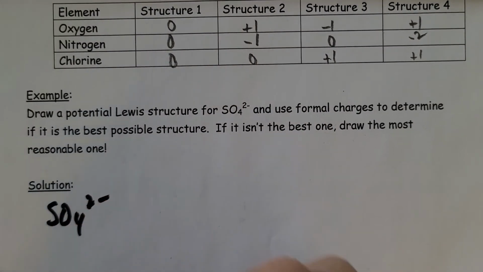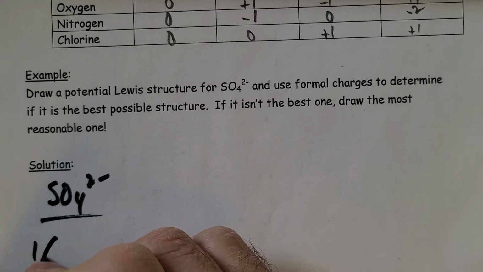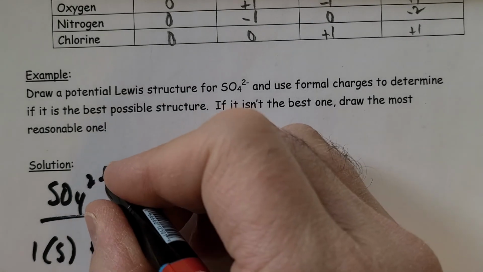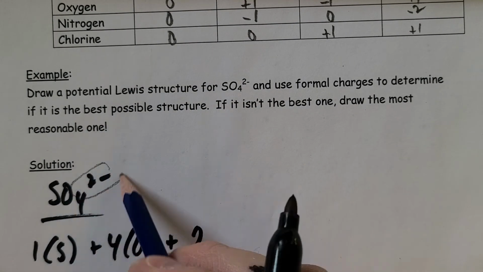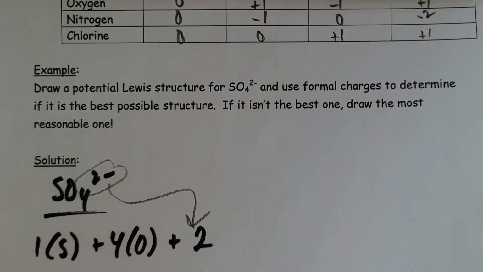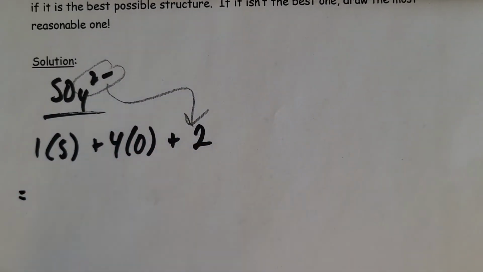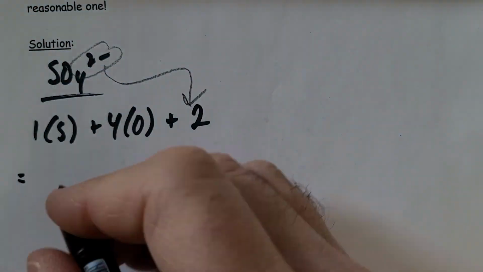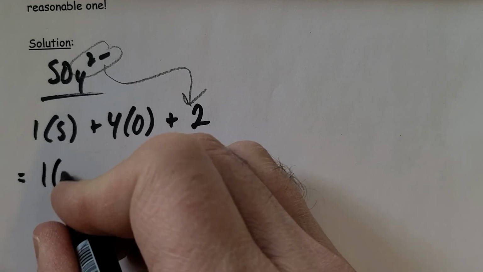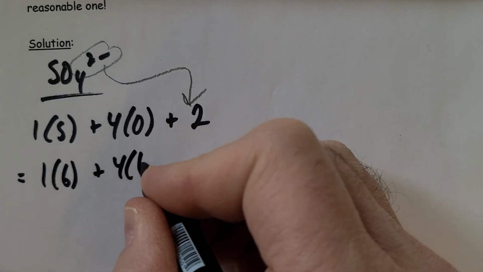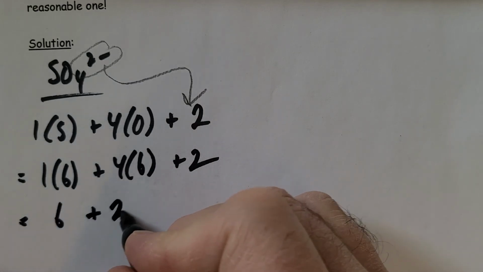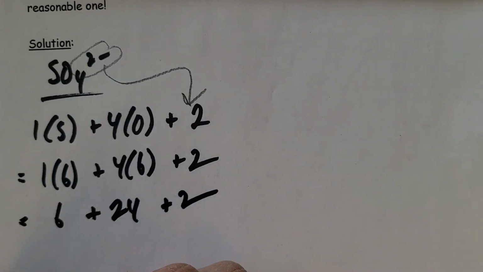So SO4 2 negative. Okay, so we have 1 sulfur, we have 4 oxygens, and we have plus 2 electrons. So we have to include those 2 electrons added into there. So I'll just write it as plus 2. Sulfur and oxygen are both group 6, so we have to write that as 6 electrons. So here we get 6 plus 24 plus 2. So we're going to get 32 valence electrons.